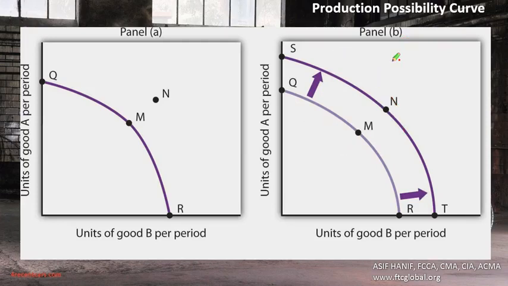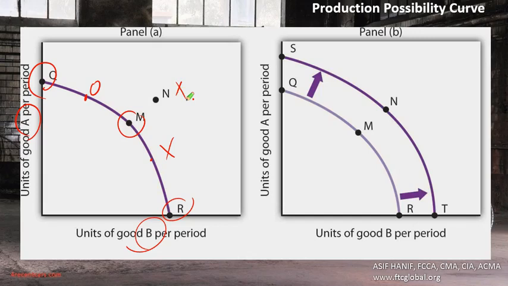For example, this is your original production possibility curve, good A or good B. Either you can produce all good B's or all good A's, or you can produce any combination, M, O, X, for example. As we have discussed, N is not possible unless your economy becomes more productive.